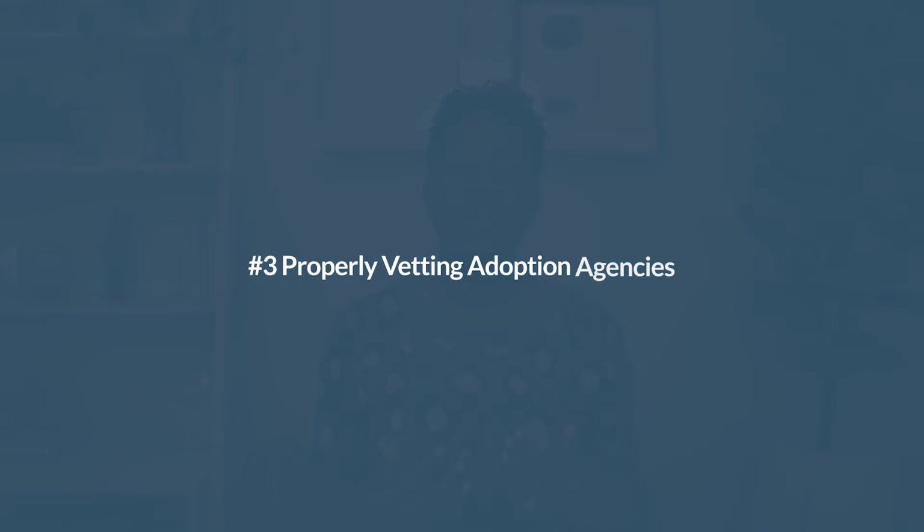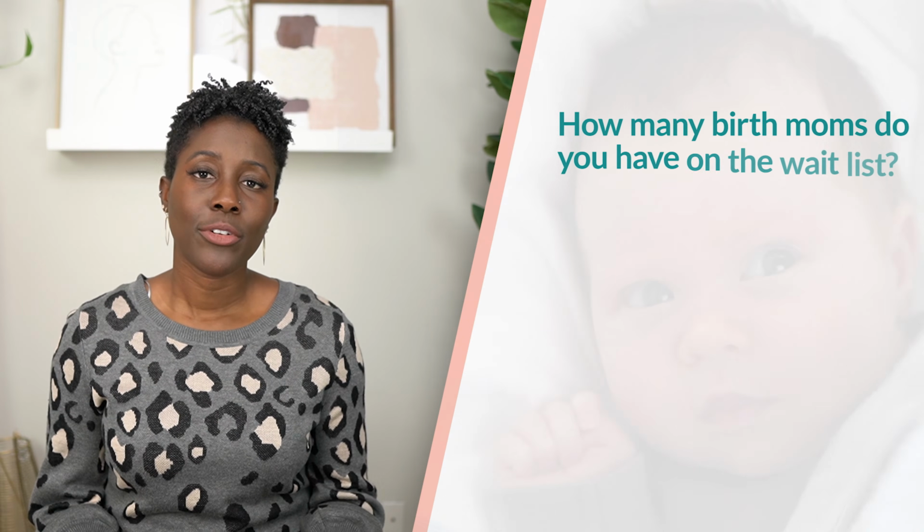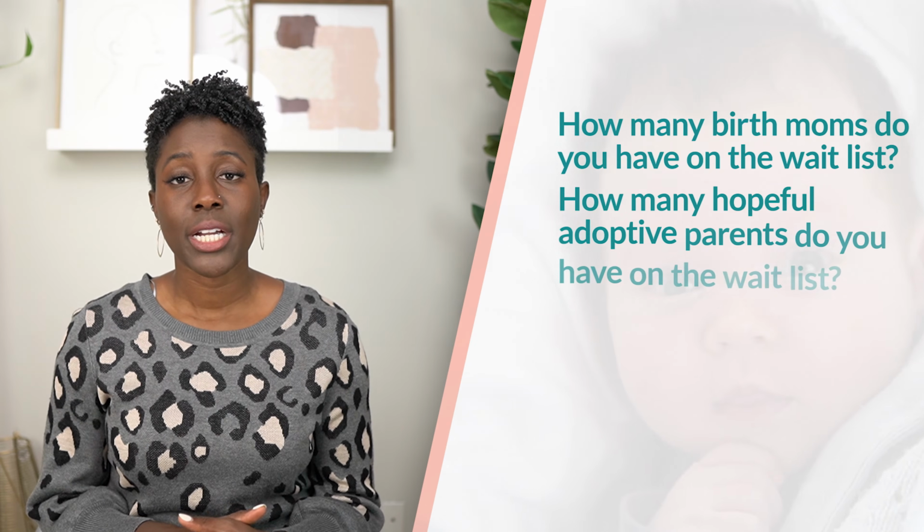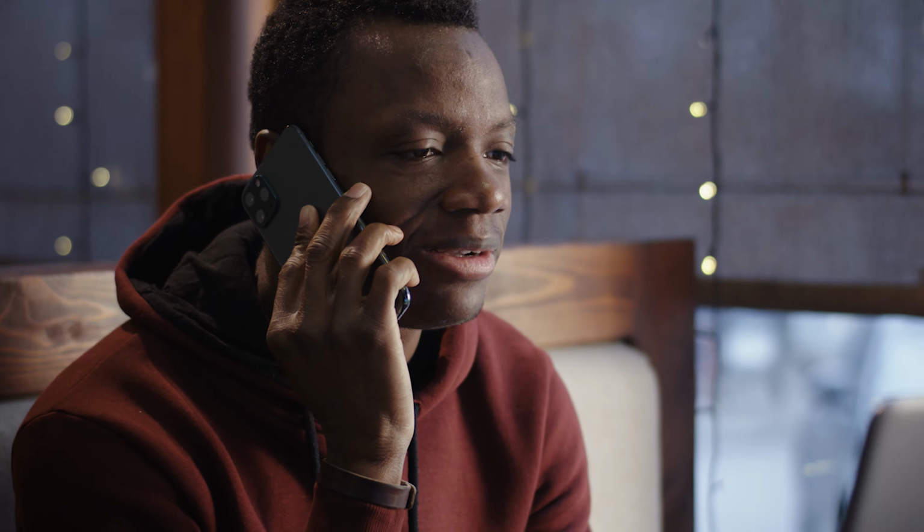So a lot of times what I find is that when people call agencies, they'll ask like, how many birth moms do you have on the wait list? How many hopeful adoptive parents do you have on the wait list? And the thing is that every agency decides how successful they are. They have their own metrics on how they decide that. Maybe that agency is really looking at how many matches they've had that year, or they're looking at how many adoptive parents they've been able to help. They have a different measure of success. So when you call and you're thinking success is how many babies have been placed for adoption that year, that may not be the same way that the agency is looking at success.